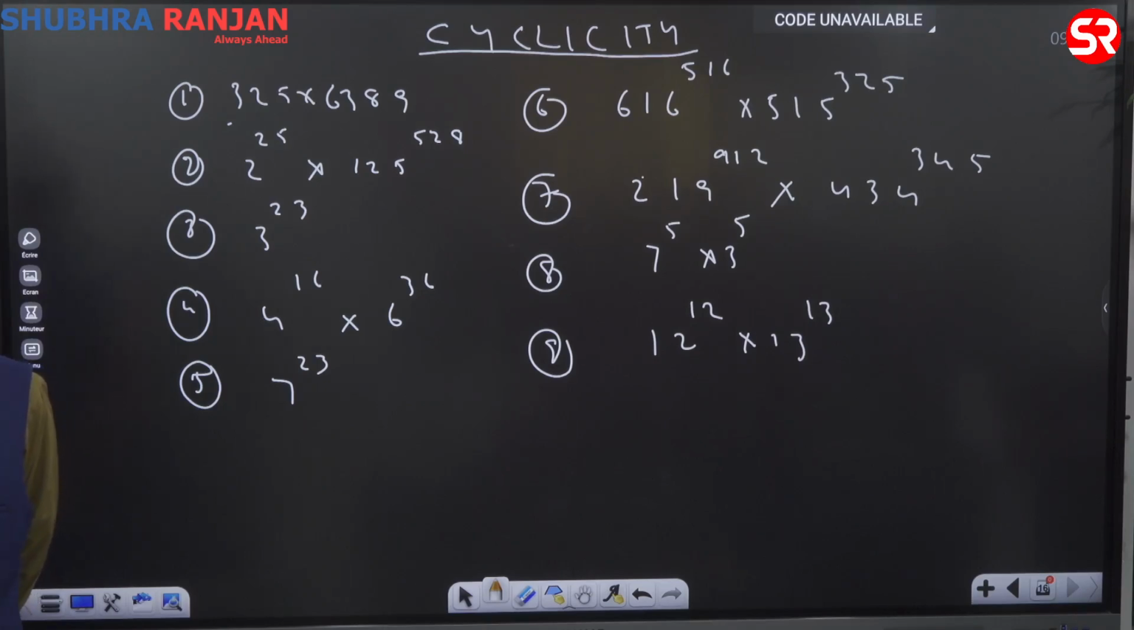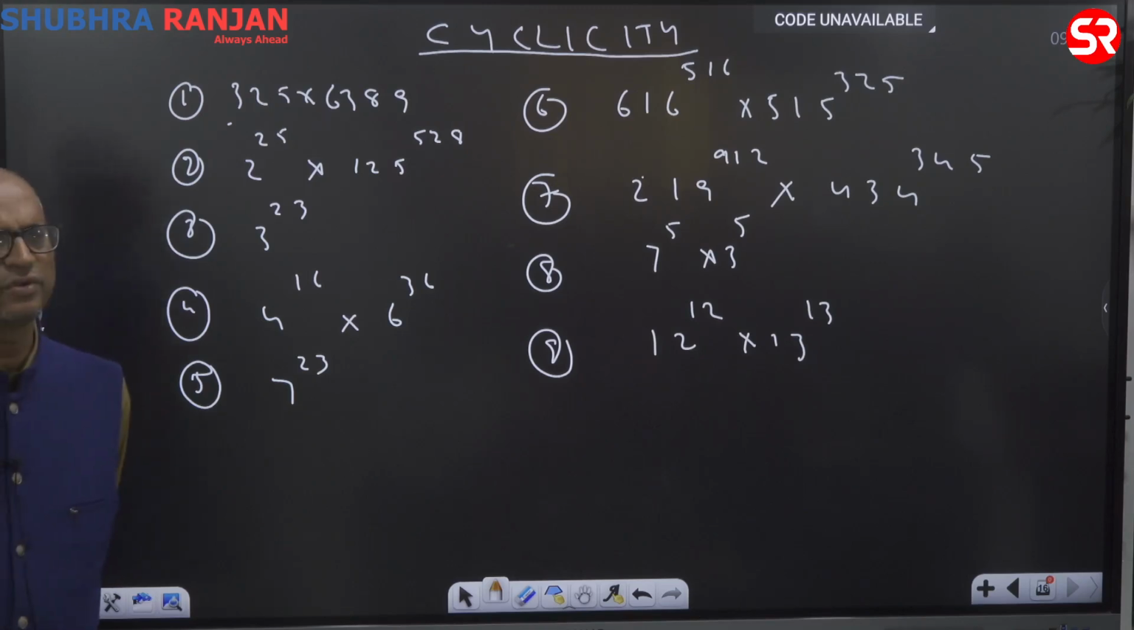We know the divisibility rules. Even number into 5, 0. That's all. Any even number into 5, 0 only na. Unit digit.